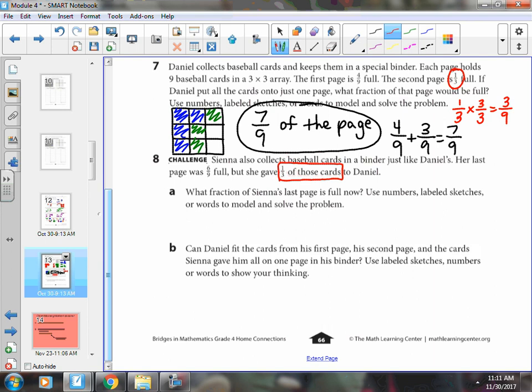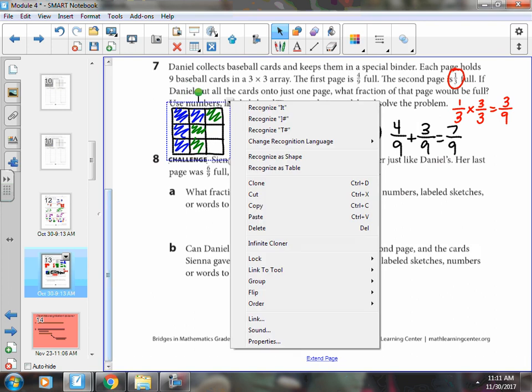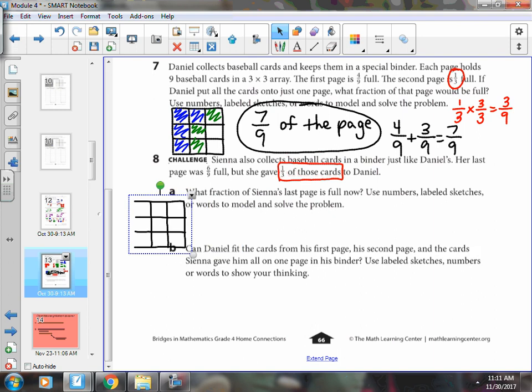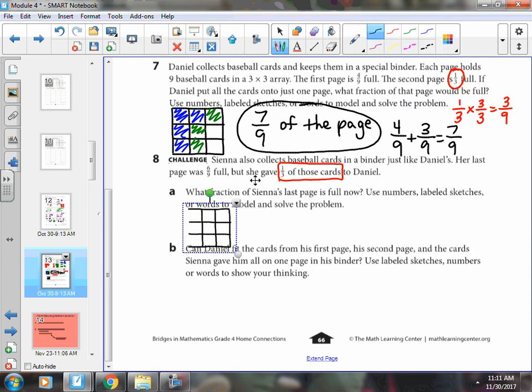So I'm going to go ahead and draw another picture. Let's see if I can just clone this. Almost. Let's go ahead and add one more line in there. Okay, so I have a picture of the page, and it says Sienna has 6/9. So I'm going to go ahead and shade in 6/9.